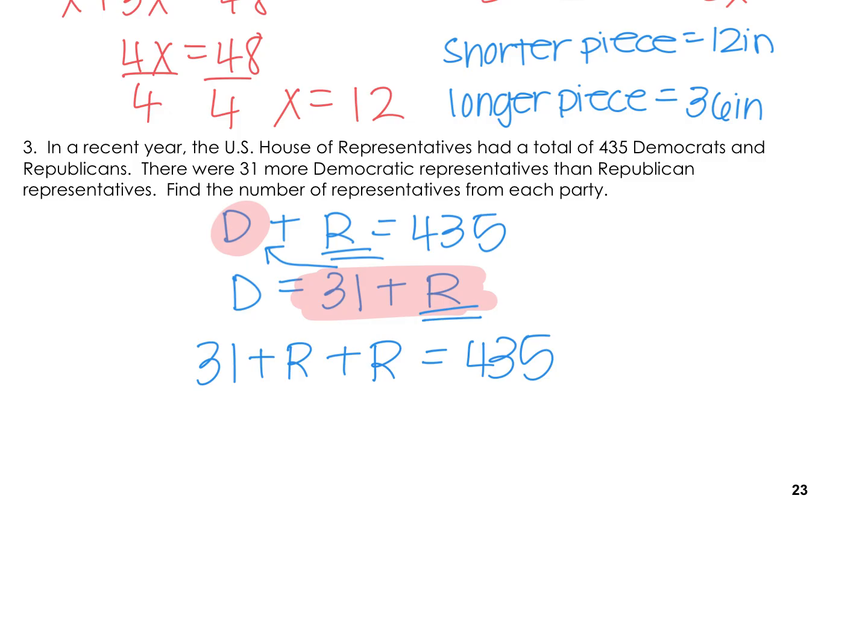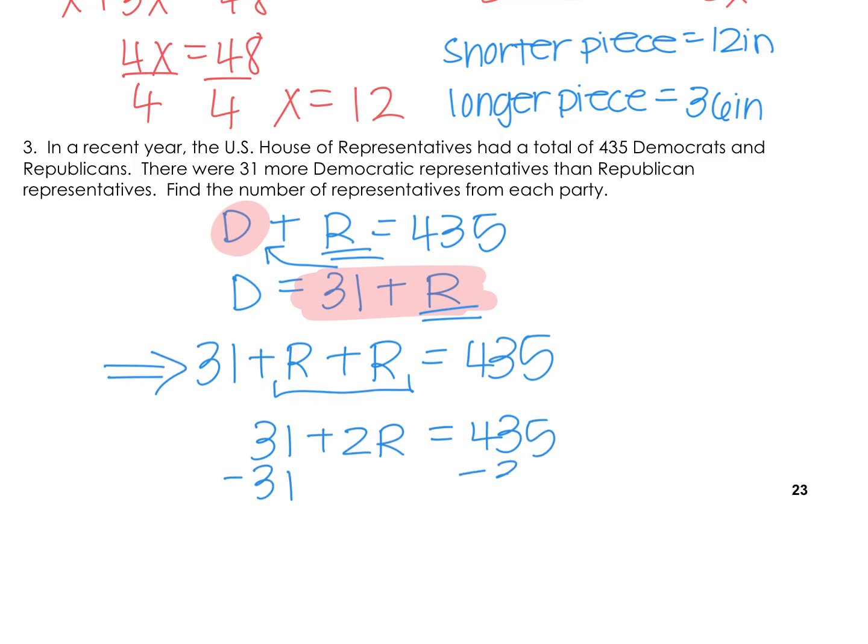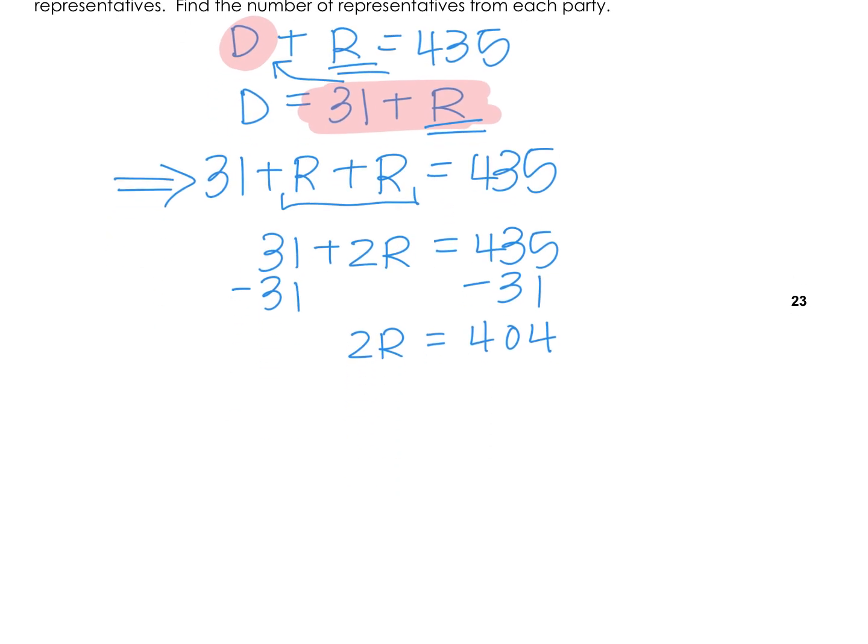So if you don't get the second formula right, then you can't. So now that I'm here, what am I going to do? Combine the R's to make what? 2R. So I have 31 plus 2R equals 435. Now what? Subtract 31. And then what? Which is?